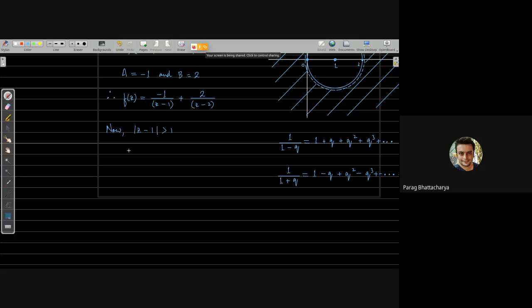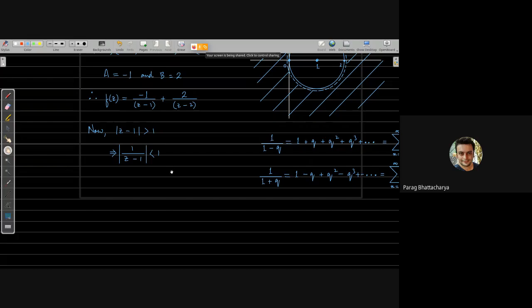One way to do that would be to take the reciprocal. So modulus of z minus 1 is greater than 1. This implies that modulus of 1 by z minus 1, this quantity will be less than 1. Because if I take the reciprocal of this one, 1 by modulus z minus 1, this greater than symbol is going to become less than symbol. Reciprocal of 1 is anyway 1, so we don't have to worry about the right hand side. So this will be less than 1. Is that clear to everyone? Yes, sir.